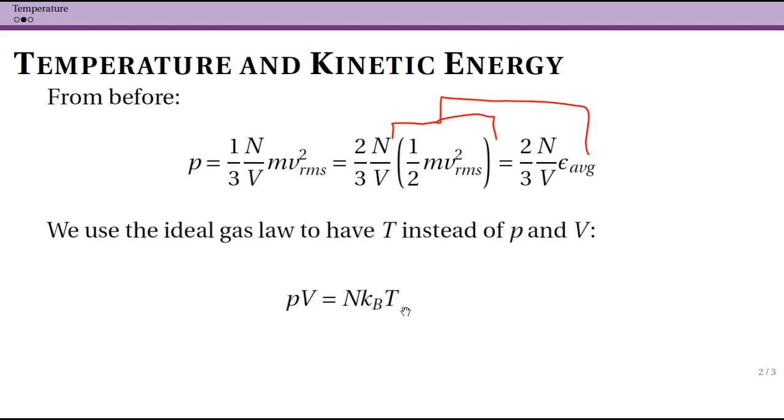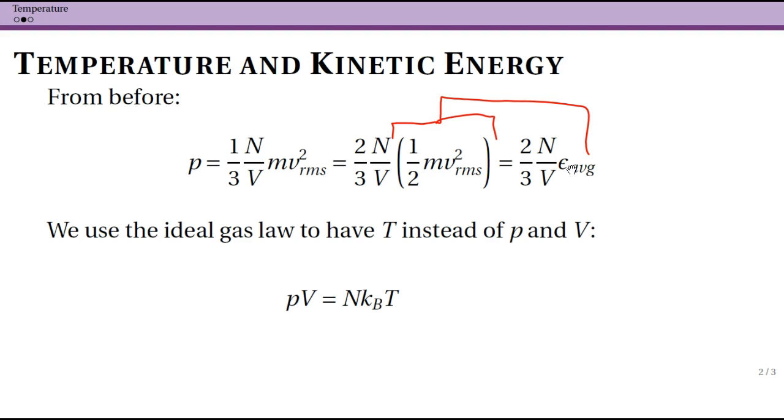This is helpful because the ideal gas law includes temperature. K is just a constant, so that doesn't matter. We already had in our equation up here P, V, and N. So what we want to do is now relate temperature to what we had up here.